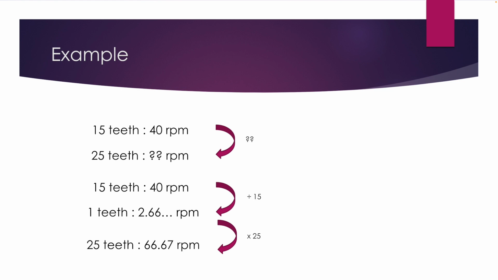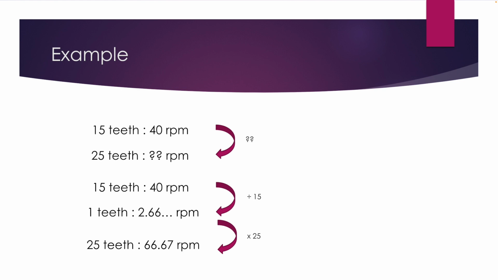But if we think about this logically, I have a small gear and a big gear. And the small gear is turning at a certain speed. Does it make more sense for the bigger gear to spin faster or slower?